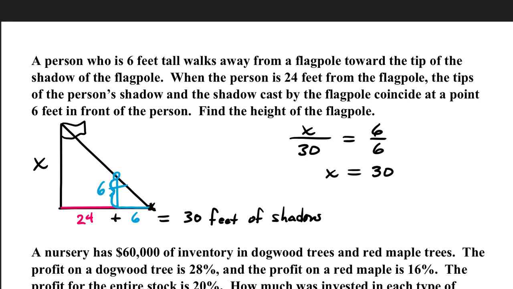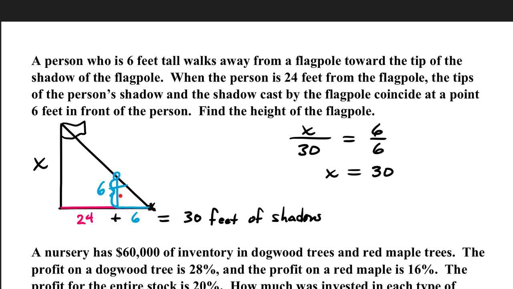This is a similar triangles type problem, and we'll eventually be able to set up a proportion. So I have, and again, guys, I'm not an artist by any means, a flagpole over here to the left. We don't know the height of it, so I labeled that with an X. When this person walks away from the base of the flagpole, when they have gone 24 feet, this 6-foot person casts a 6-foot shadow that coincides with the shadow of the flagpole.